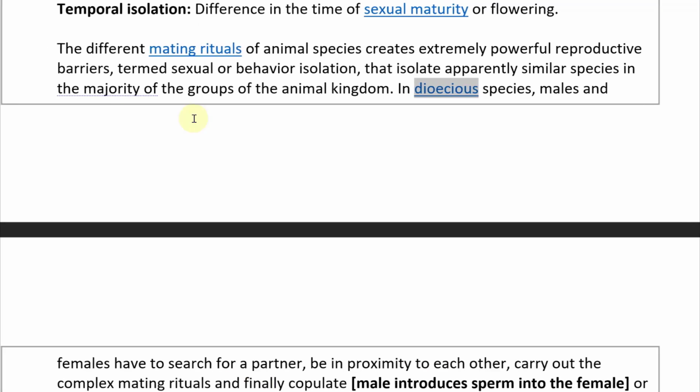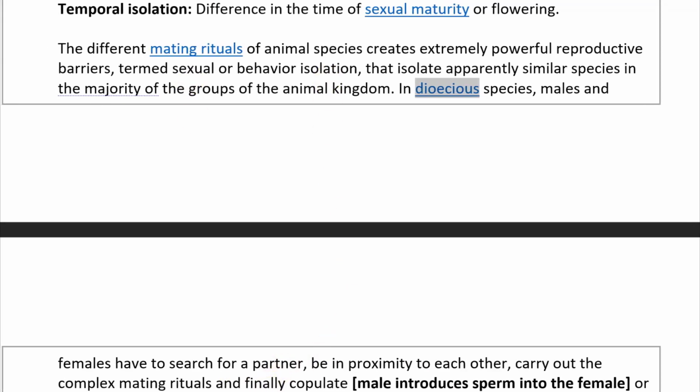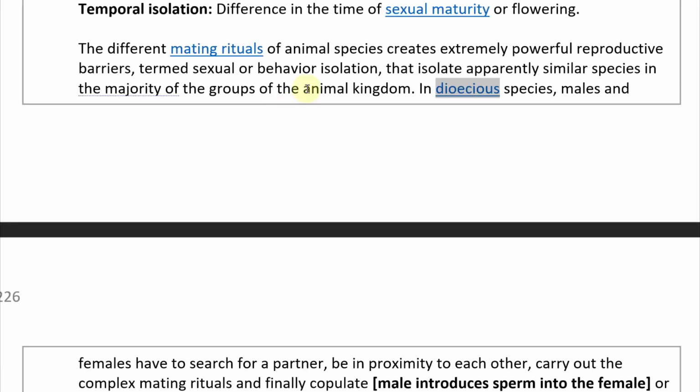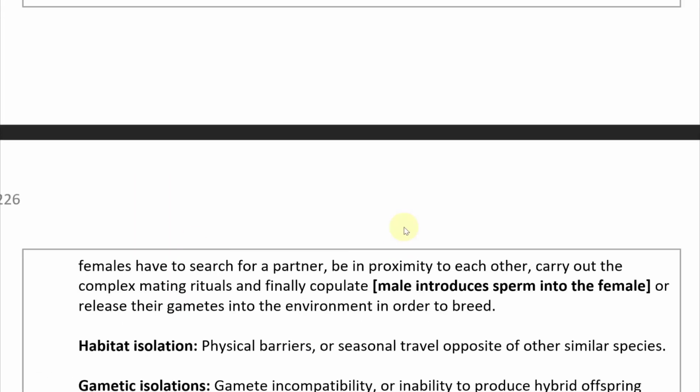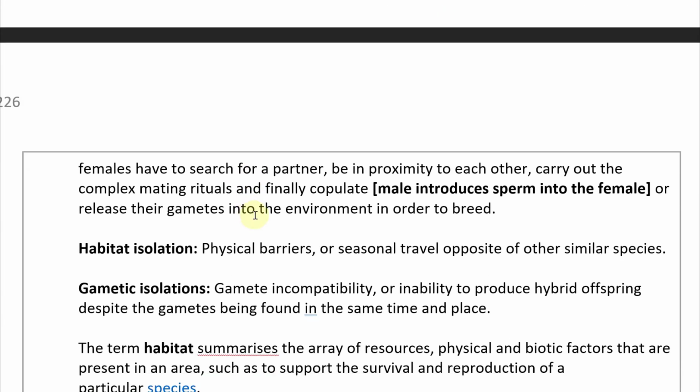All right, so an example of different mating rituals, or just the idea of behavioral isolation. In dioecious species, males and females have to search for a partner, be in proximity to each other, carry out the complex mating rituals, and finally copulate, which is when a male introduces sperm into the female, or they release their gametes into the environment in order to breed. So basically a lot of things have to come together for them to reproduce.